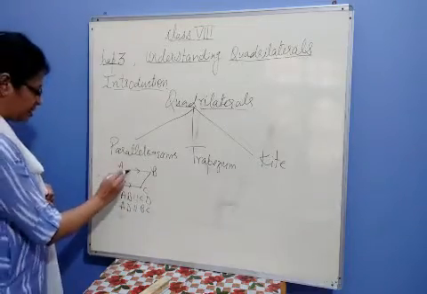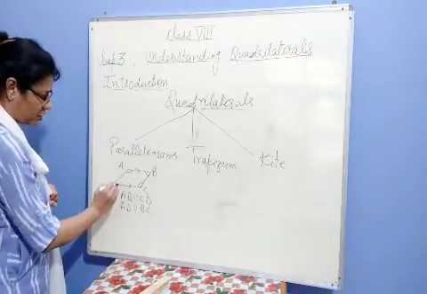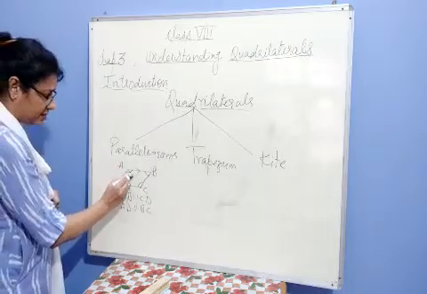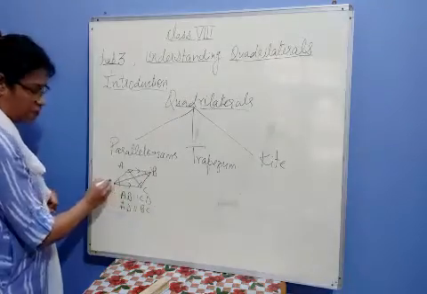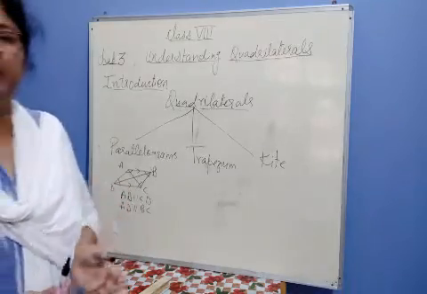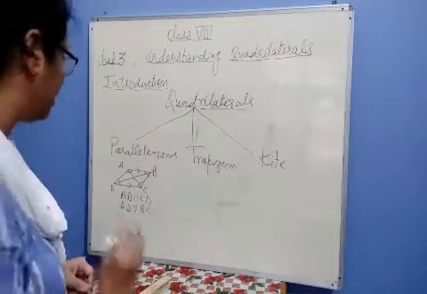Another important thing is angle A is always equal to angle C and angle B is always equal to angle D. And the diagonals of the parallelogram always bisect each other. These are the important properties of parallelogram. Now parallelogram is again divided into 3 parts.